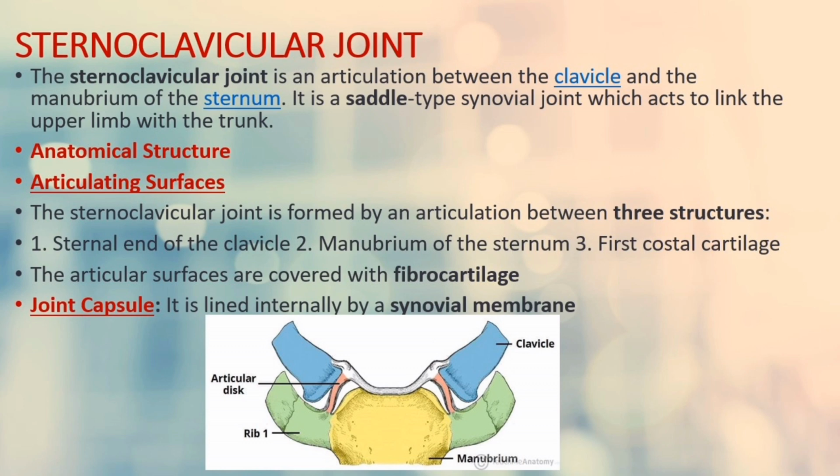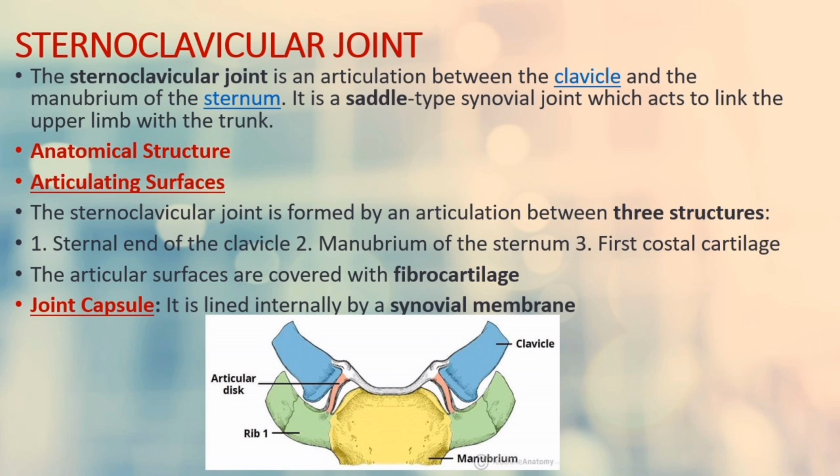Sternal end of the clavicle. Manubrium of the sternum. First costal cartilage, cartilage associated with the first rib. The articular surfaces are covered with fibrocartilage as opposed to hyaline cartilage, present in the majority of synovial joints. The joint is separated into two compartments by a fibrocartilaginous articular disc.